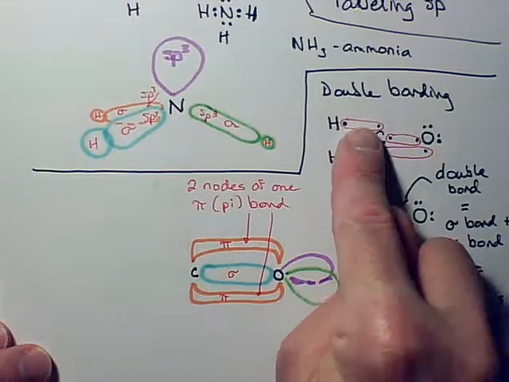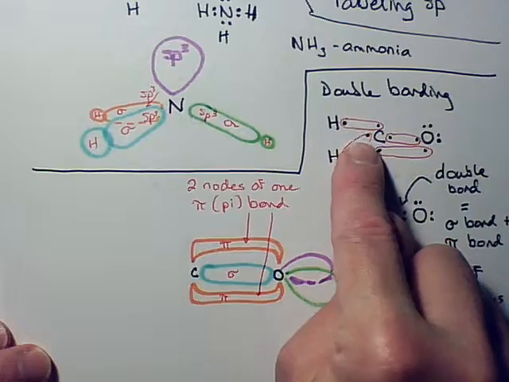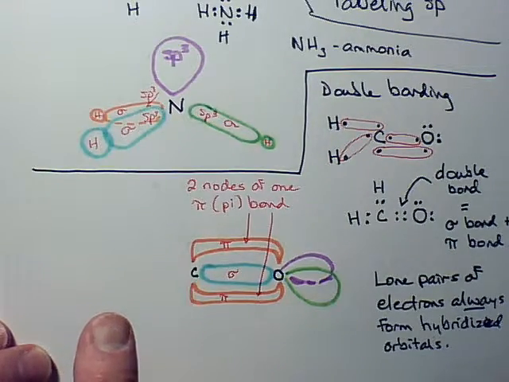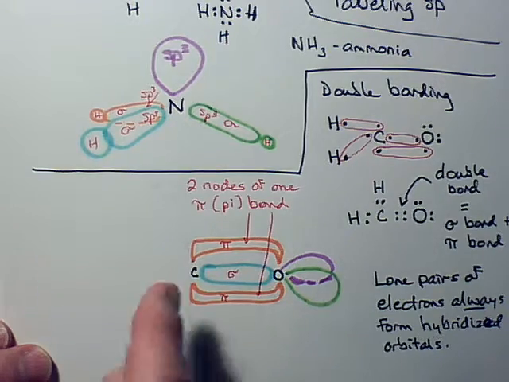Likewise, to get bonds here between the hydrogen and carbon as far apart as I can get them, I need to have one swinging out toward you, okay, and one swinging back behind the paper.